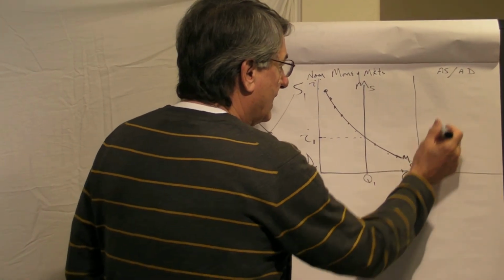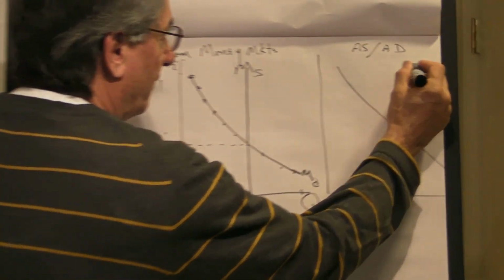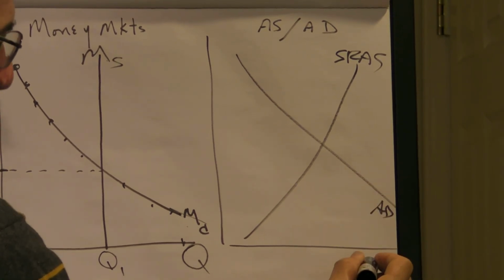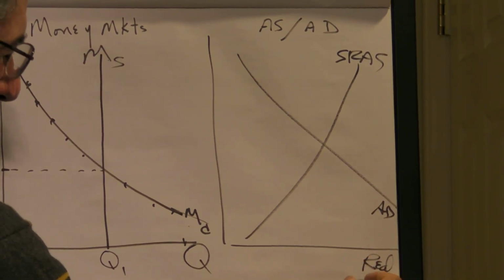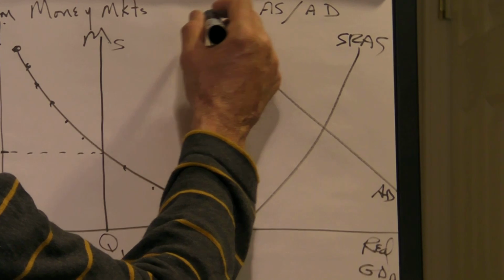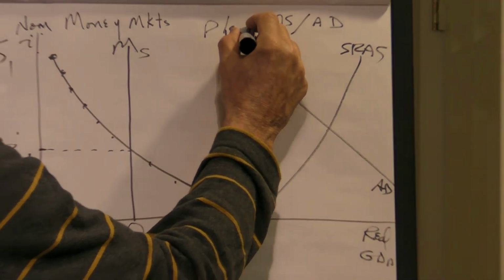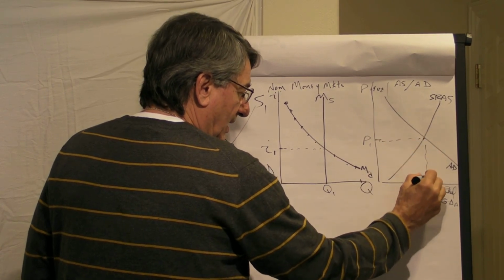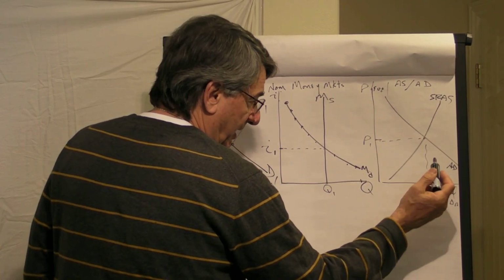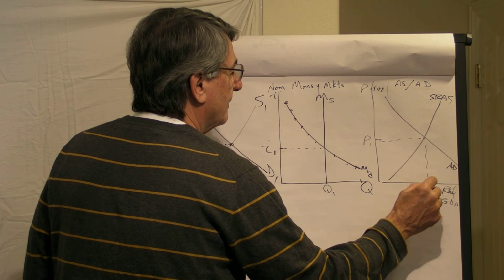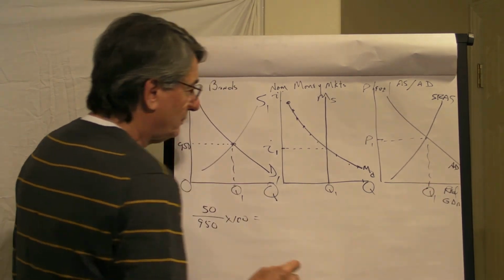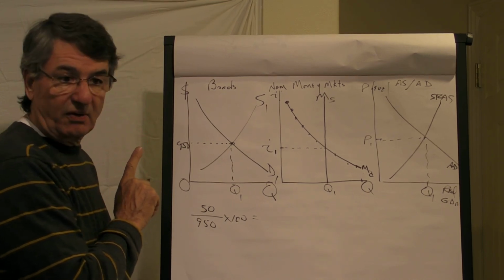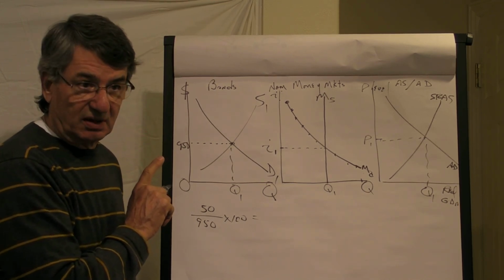Now, the last thing we're throwing in here is our friend short-run aggregate supply and aggregate demand. Here's real GDP, and here is the price level. So this tells us at this price level, P1, the real GDP is going to be Q1. All right, so this gives lots of opportunities for any kind of change to occur.